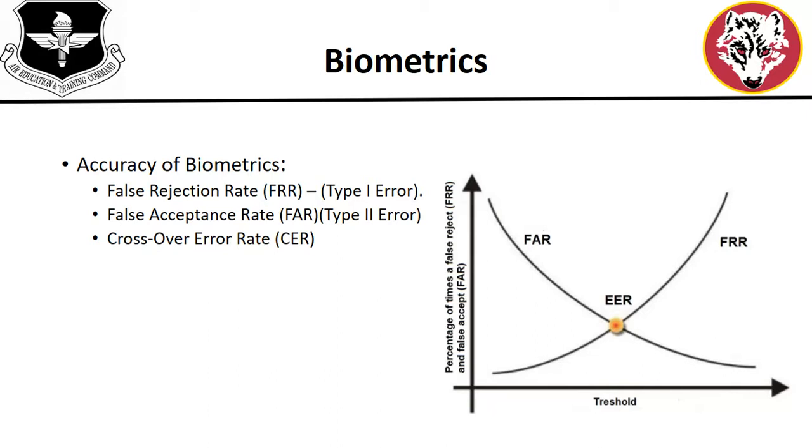So the FRR and FAR are used to determine the crossover error rate. So this is the point where the FRR and FAR are equal, which gives us the most accurate results from our biometric equipment. A lot goes into the setup and configuration of a biometric system. However, it can be very effective when implemented properly.